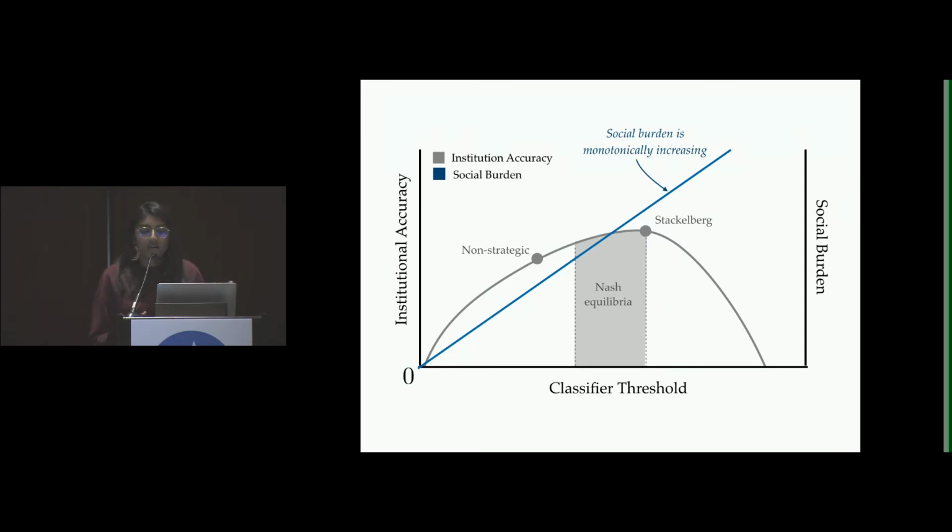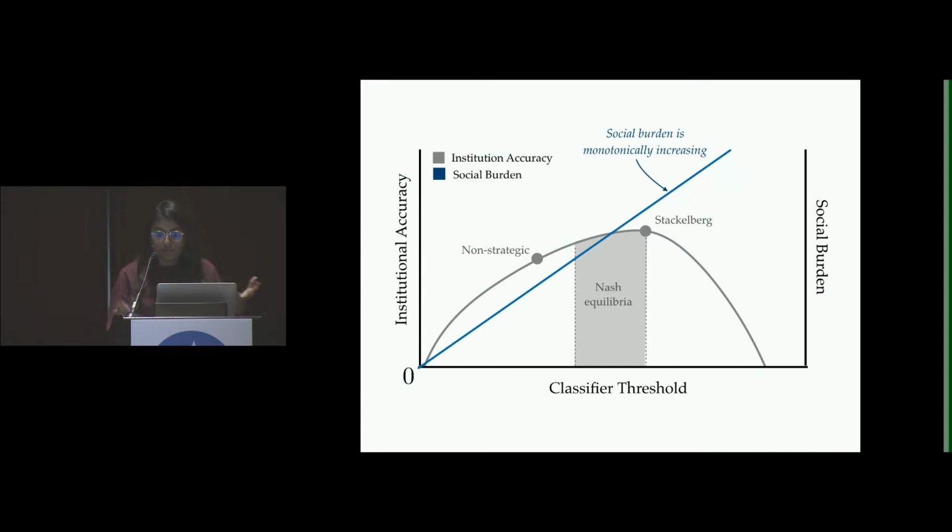What this means is that there's a trade-off between institutional accuracy and social burden. On the one hand, the only way to increase the institution's accuracy is to increase the threshold. But on the other hand, this also increases the social burden. And the way this works is really interesting, right? The only way the institution can increase their accuracy is by essentially shifting some burden onto the individuals, who now may have to engage in costly signaling behavior in order to prove to the classifier that they are positive.